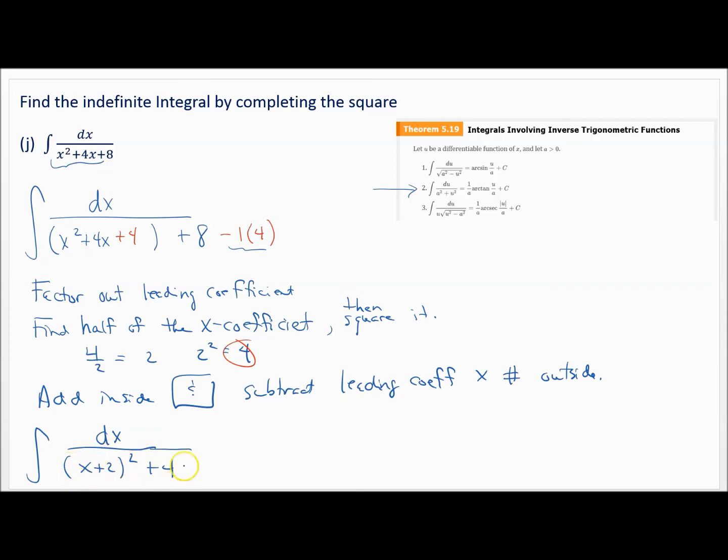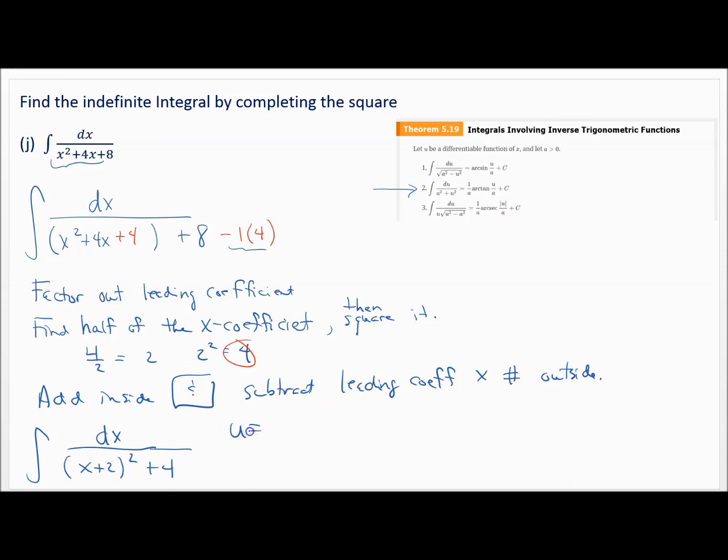Now what we have here is an equivalent value to what we started with. If you multiplied all this back out, you'd get x squared plus 4x plus 4, and you'd add the 4 plus 4 to get 8. So this is an equivalent polynomial in the denominator as what we had earlier, just written in a different form. But if you'll notice, this is an arctangent integral.